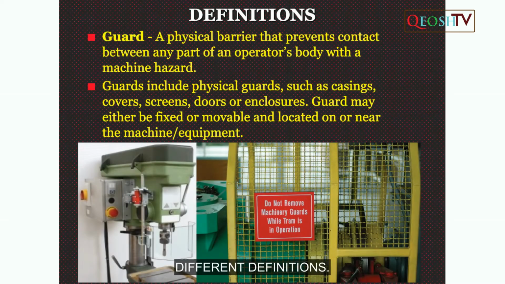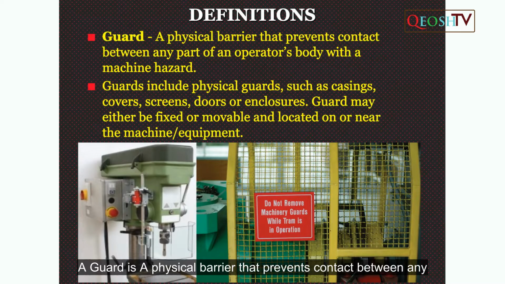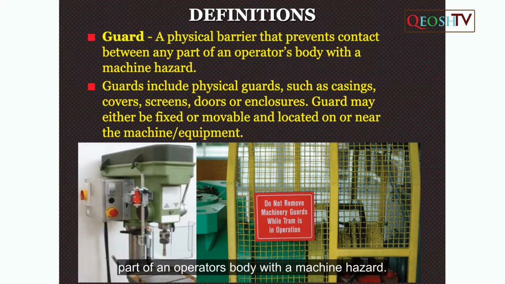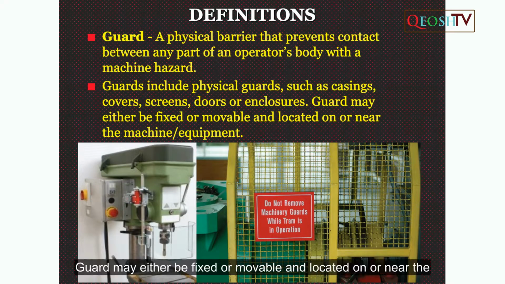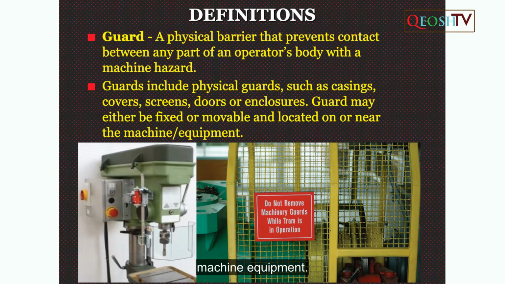Different definitions. A guard is a physical barrier that prevents contact between any part of an operator's body and a machine hazard. Guards include physical guards, such as casings, covers, screens, doors or enclosures. A guard may either be fixed or movable and located on or near the machine equipment.